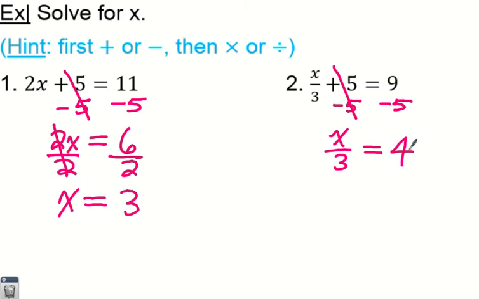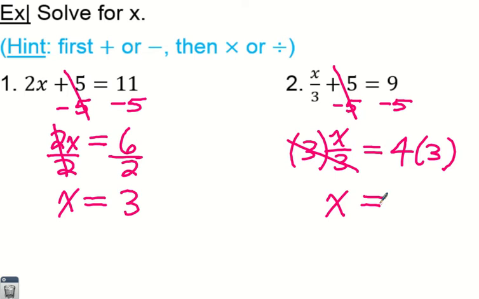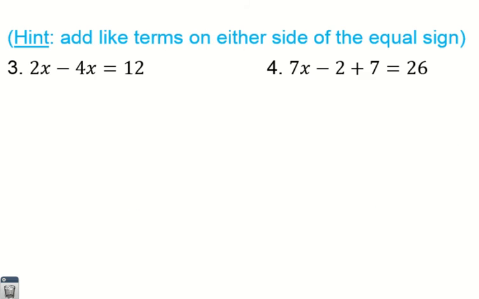And so now we take care of this x divided by 3. What's the opposite of dividing by 3? Multiplying by 3. So that's going to cancel that out, and x will remain all by itself. Oh, sorry, 12. So x equals 12 is the final answer.